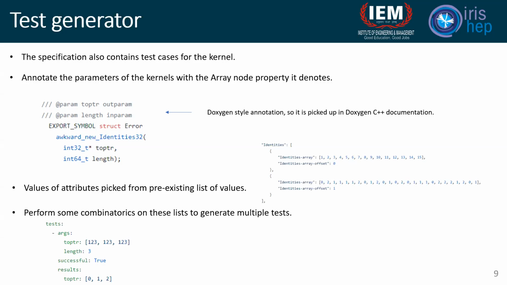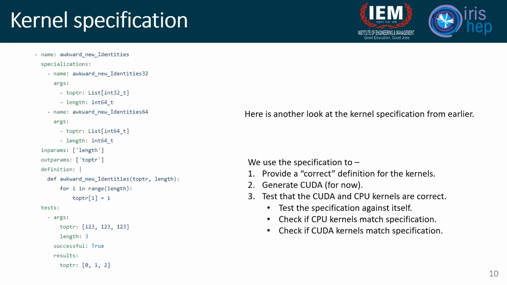And also so that we do not take up all of our memory, but also we do not generate too few tests, so that all of the attributes of that kernel are not properly tested. So we perform these combinatorics and then we store these generated tests and their expected values in the specification file as well. And so that gives us the specification.